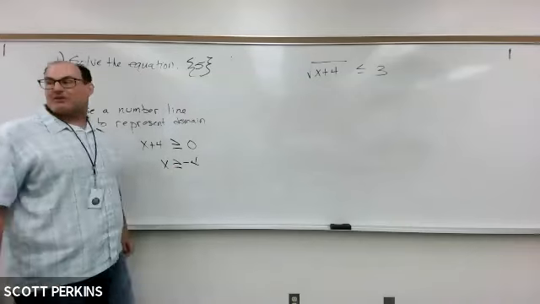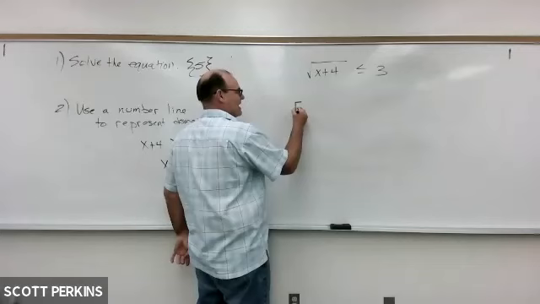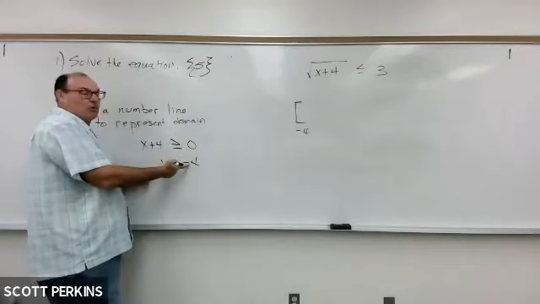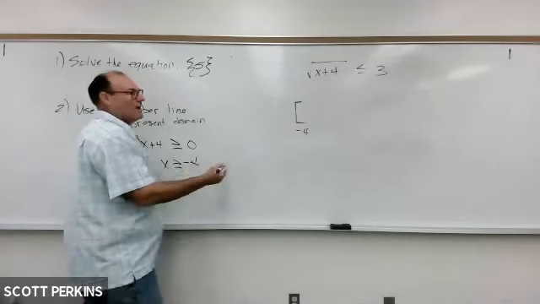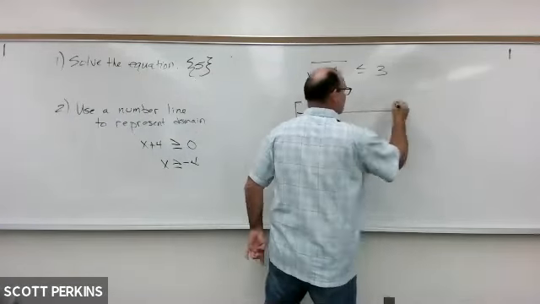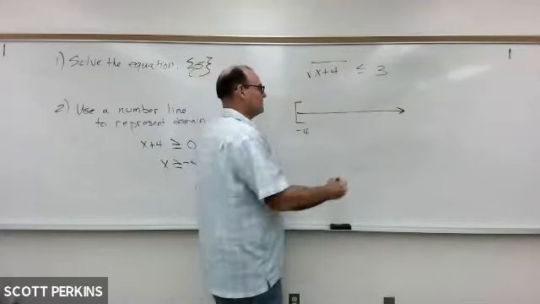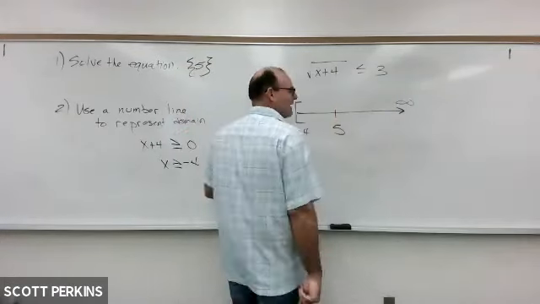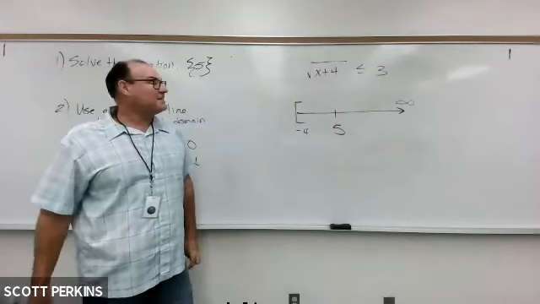So this is what my domain looks like. My domain now starts at -4, and I'm putting a bracket there because we can have -4 under there. That gives me a square root of 0. And then it's bigger than, so it goes in this direction to infinity. My point of equality is 5. So right there, and now I'm ready to test the intervals.